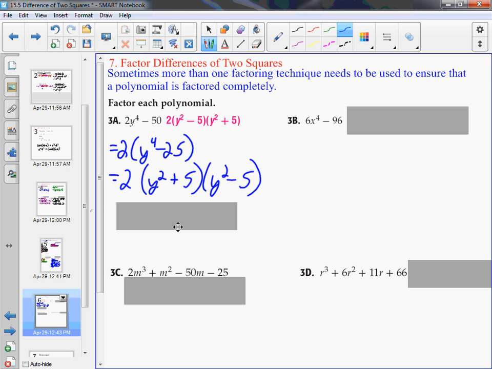Okay. 3b. What's the greatest common factor? 6. Let's factor out a 6. What are we left with inside the parentheses? X to the 4th minus 16. Is that a difference of two squares? Well, certainly. What's a? X squared. What's b?